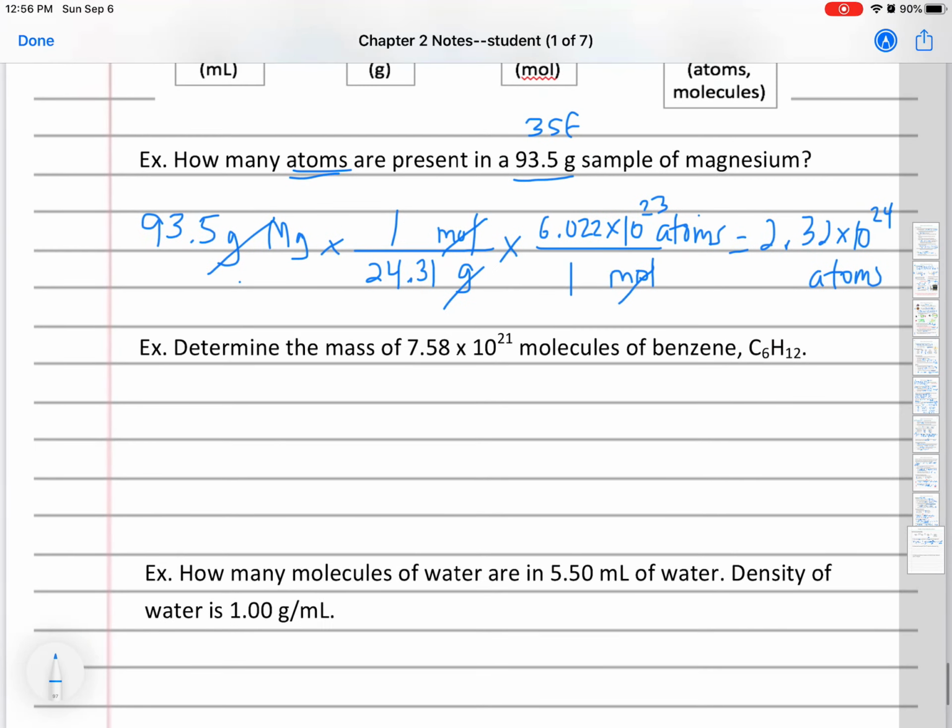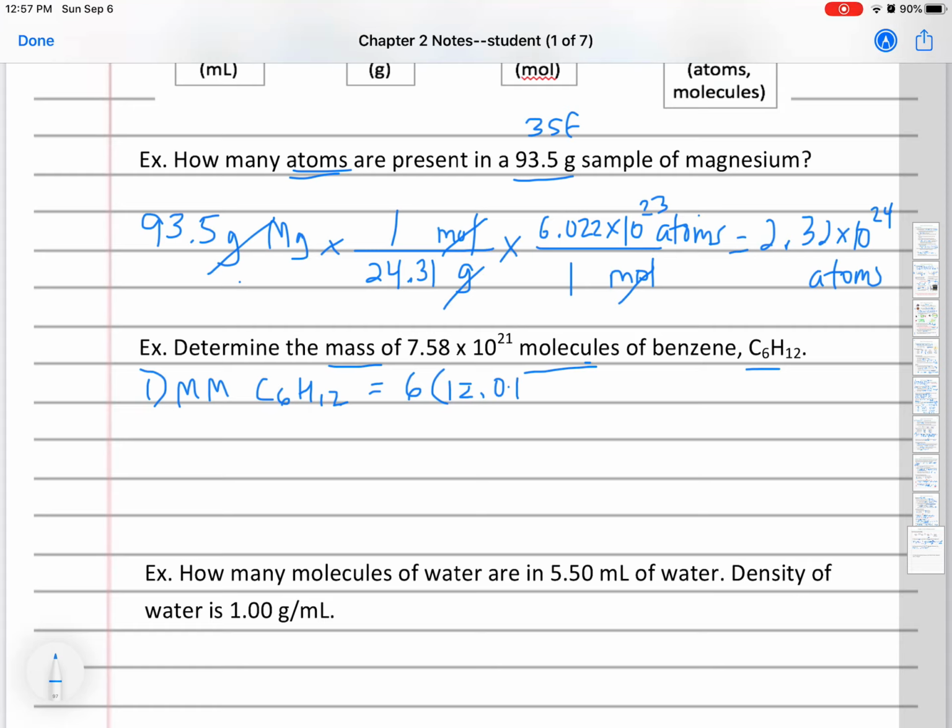Okay, let's do another. Determine the mass, so I'm trying to get to grams generally, of 7.58 times 10 to the 21 molecules of benzene, C6H12. All right, so the first thing I want to do is just get that molar mass of benzene, C6H12, and that is going to be 6 carbons.